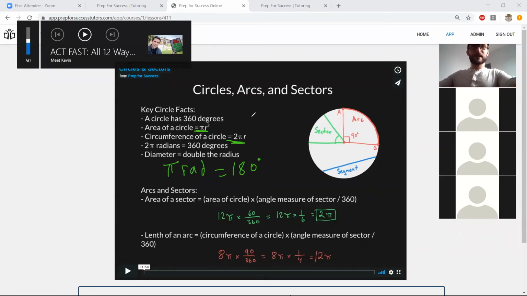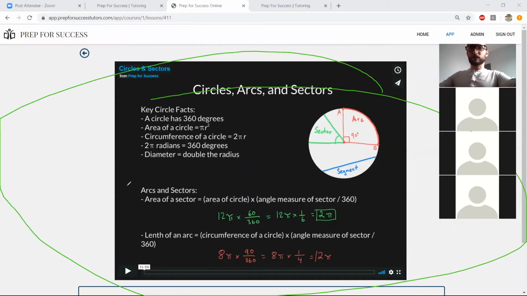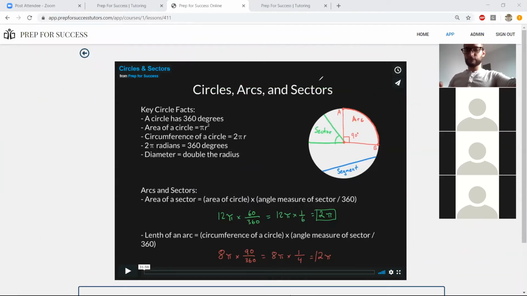And then we have diameter, which is just going to be double the radius. So diameter is double your radius. All right, any questions on anything on this slide? Any questions on anything on that slide? Okay, looks like for the most part you guys are comfortable there.